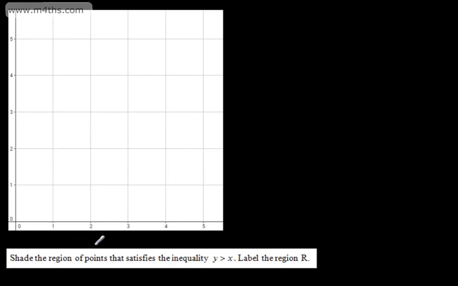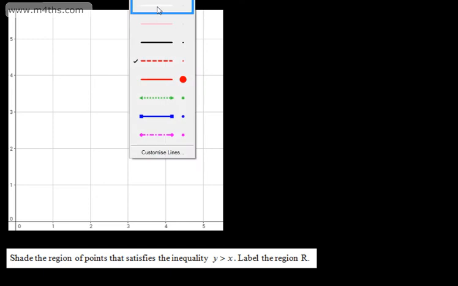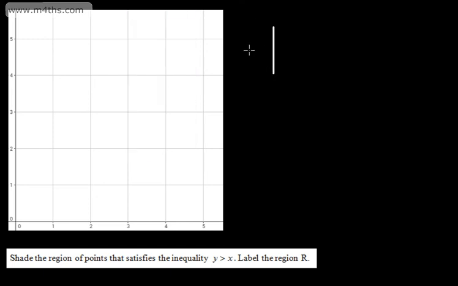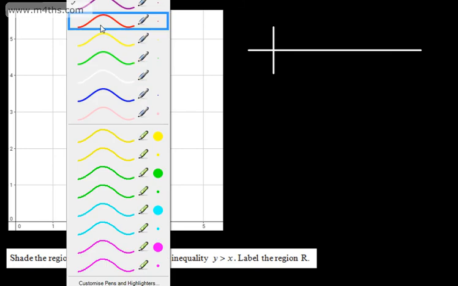Right, shade the region of points that satisfies the inequality y is greater than x. So what we need to do here is draw y is equal to x. If you're comfortable with drawing straight lines using the gradient intercept method, that's perfectly fine. If you're not, you could do a table of values. So if you don't recognise a straight line equation, then you can go ahead and just build up a table of values.